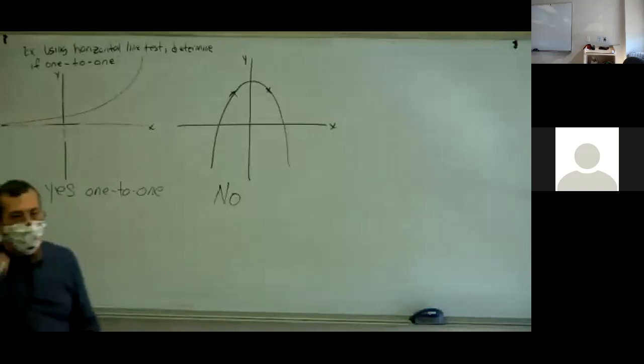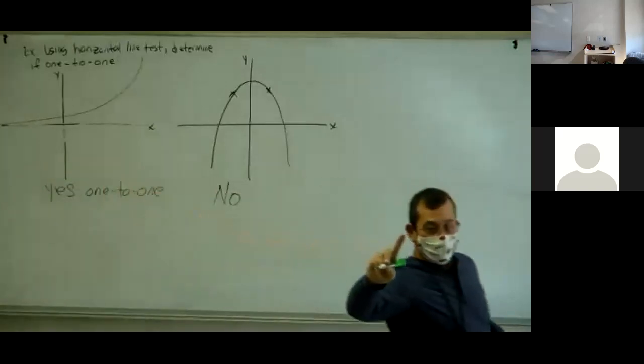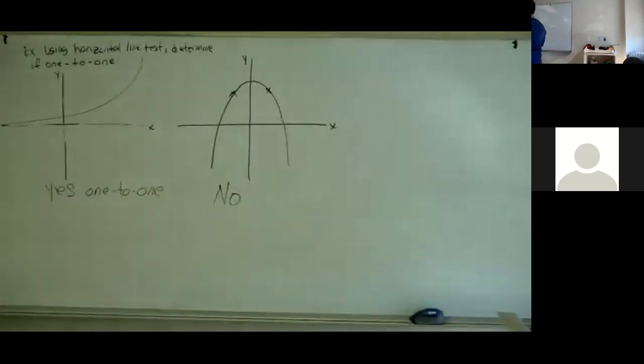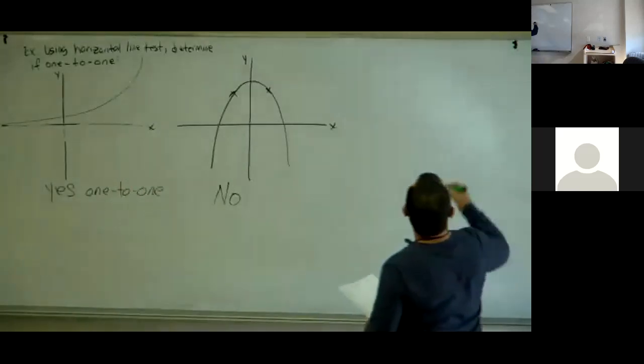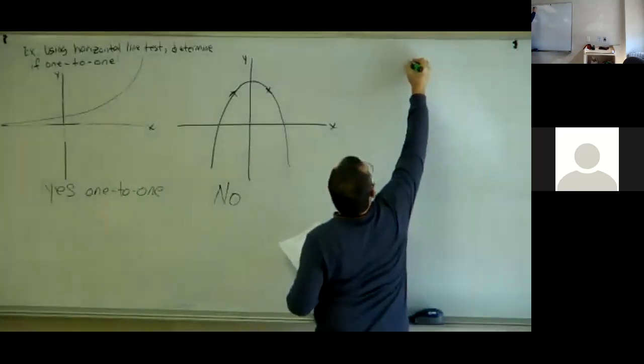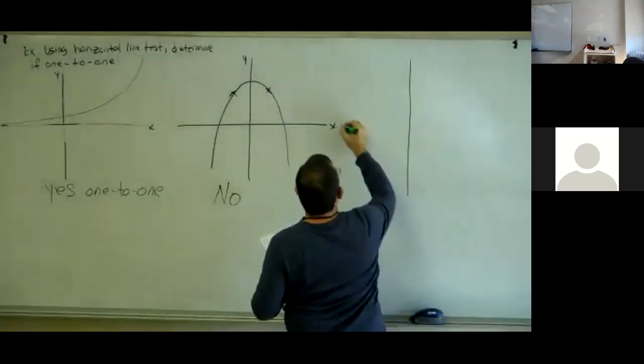All right, so one-to-one, the horizontal line test can only intersect it once at the most. All right, so I'm gonna try one more. And then we'll actually play with these functions.